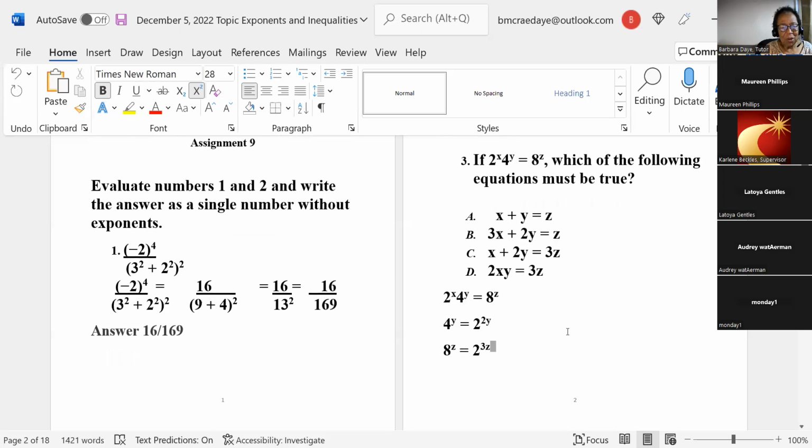Okay, so now we've got what? This is 2 to the x, this is 2 to the 2y, and this is 2 to the 3z. So now I will put this all on the next screen, and I want you to put it all together.